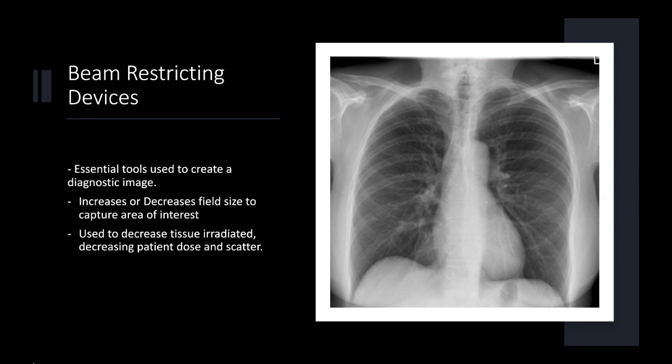Beam restricting devices are an essential part of creating a diagnostic image. These devices are used for each radiograph taken and work to increase or decrease field size to only capture the anatomic area of interest. Decreasing field size to show the area of interest only will reduce patient dose by decreasing tissue irradiated, and in doing so will also decrease the amount of scatter produced, creating a quality diagnostic radiograph.